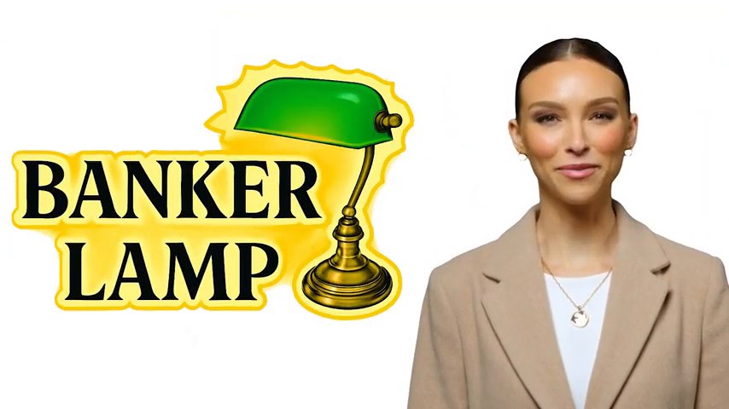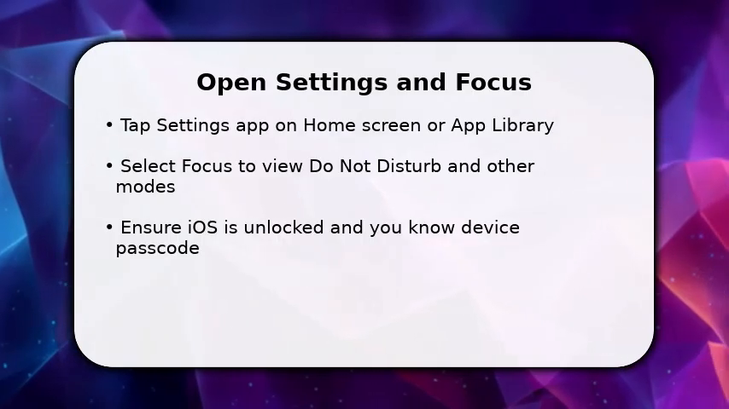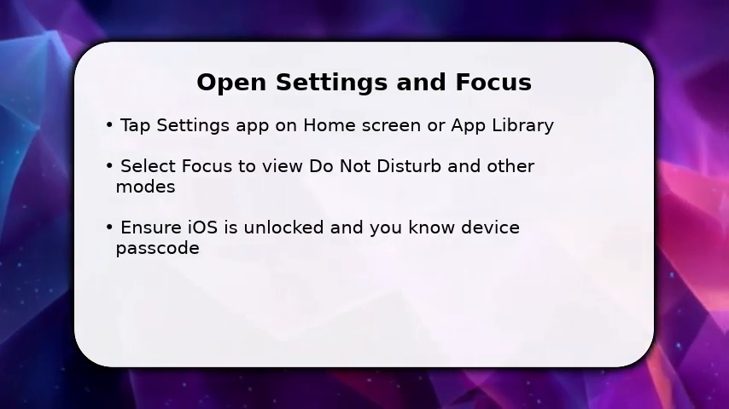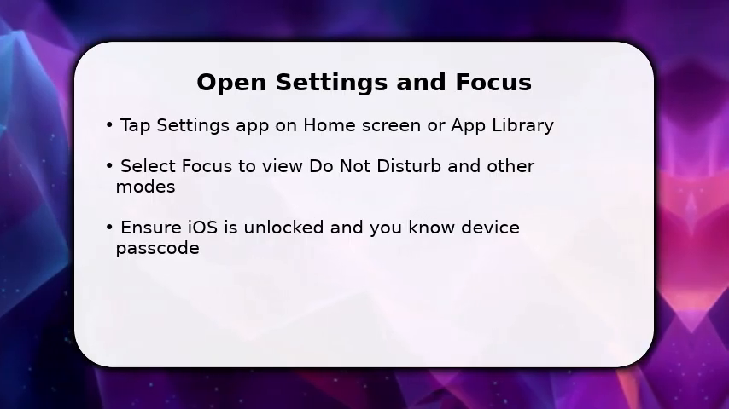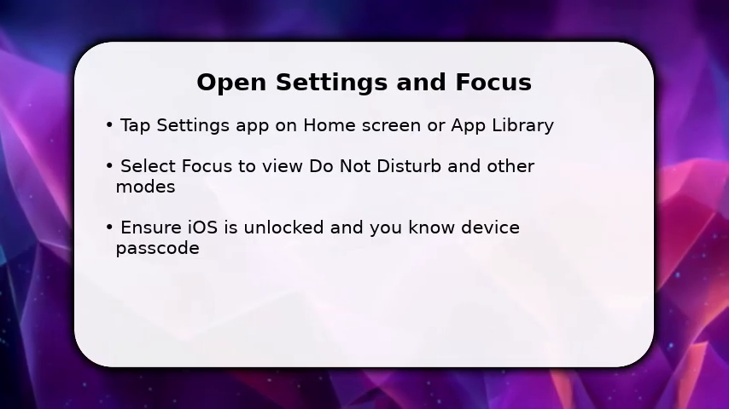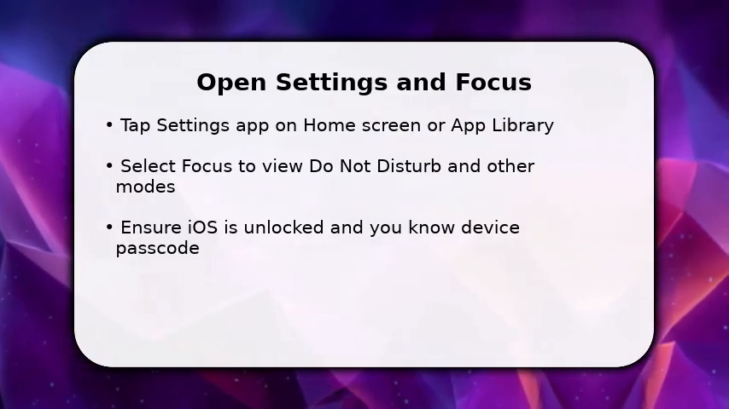Please enjoy the video. You start by opening Settings because Do Not Disturb lives inside Focus. Tap Settings, then tap Focus. This shows Do Not Disturb and other modes. Once done, make sure your iPhone is unlocked and you remember the passcode so changes save.